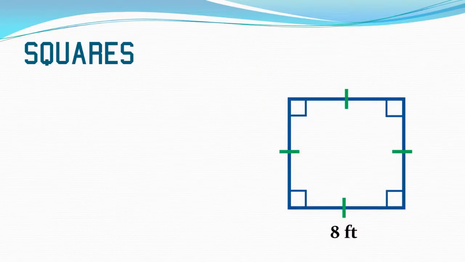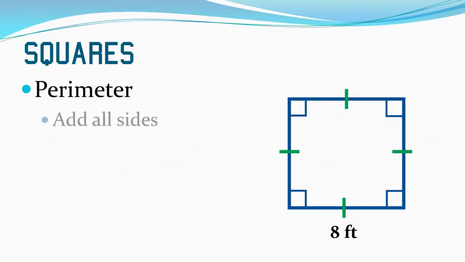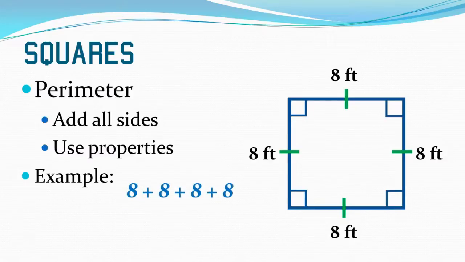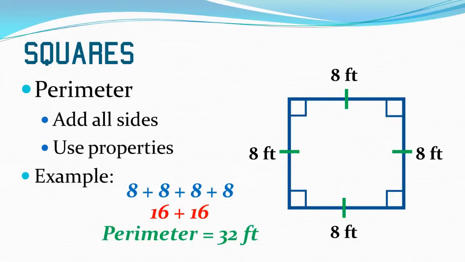If I want to find the perimeter of a square, I just need to add up all the sides. In this case, I may not be given all 4 sides, so I have to use my properties. The property of a square is that all 4 sides are congruent. If I know that side is 8, then that side is 8, that side is 8, that side is 8. Just like a rhombus, we can multiply one of the sides by 4 to get our perimeter, or add up all the sides. 8 times 4 is 32 feet, or 8 plus 8 plus 8 plus 8 is 32 feet.